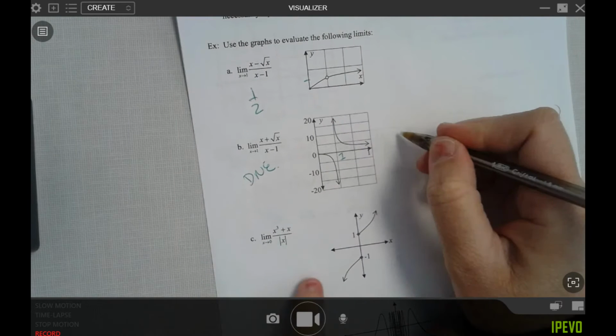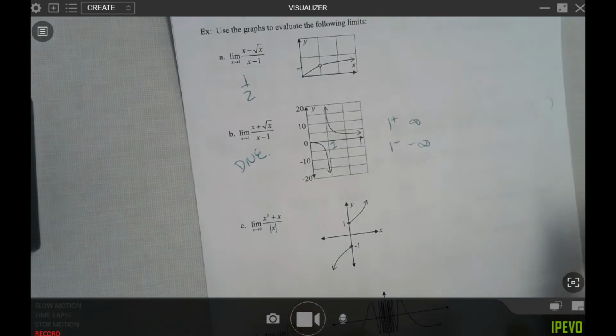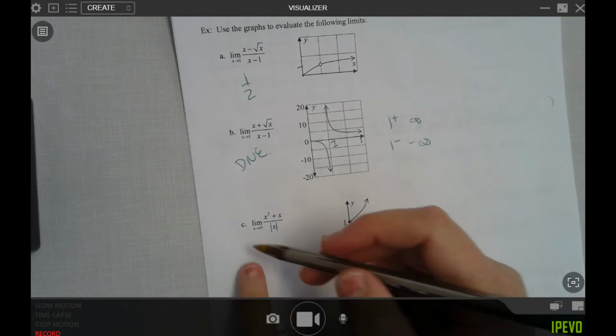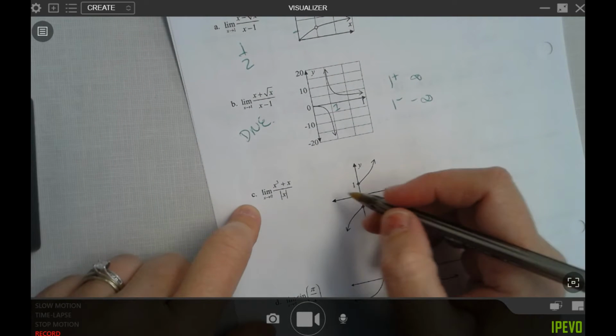So if it was from the left and the right, I said from the right, we're going to infinity. From the left, we're going to negative infinity. Those aren't the same numbers, so it doesn't exist. For C, here's my graph. So again, the limit from the 0. So this doesn't exist because it's jumping.